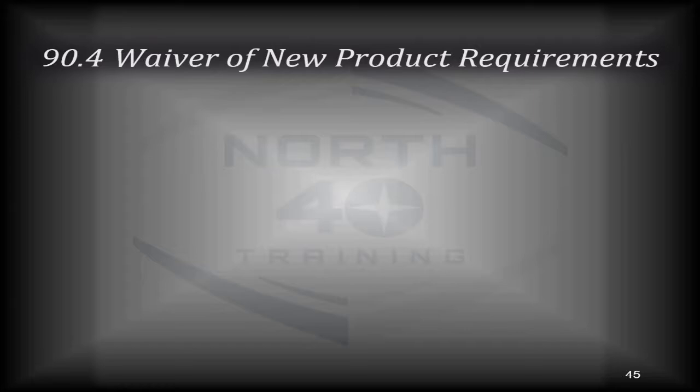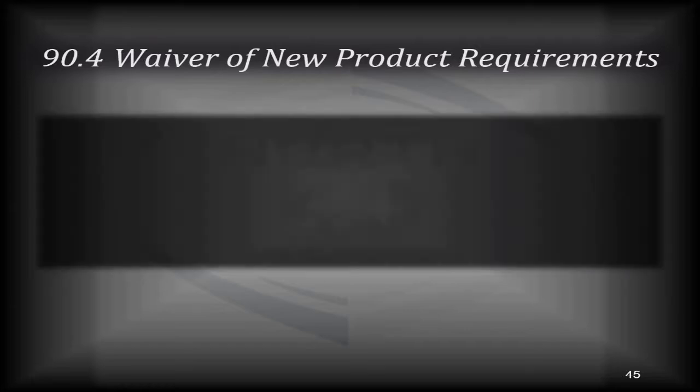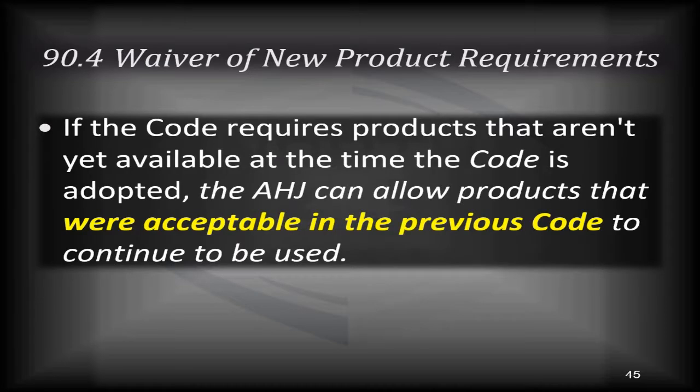90.4 Waiver of New Product Requirements. If the code requires products that aren't available yet, then you're going to be allowed to follow products that are acceptable now or were acceptable with the previous code until the new product is out. And then the code official might say, yeah, okay, you're going to go ahead and do it the way you've always done it, but when this new product comes out, you're going to have to start using that.